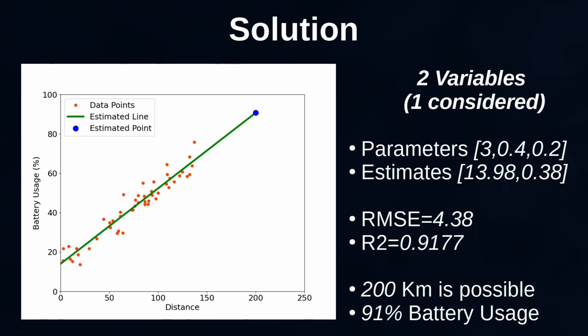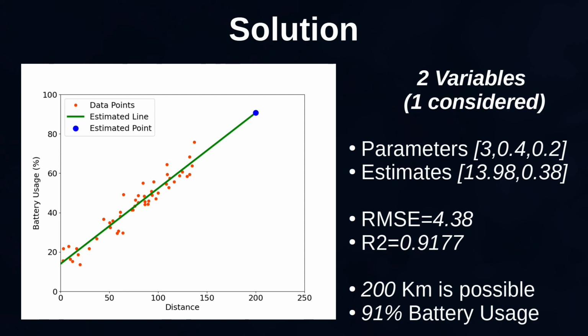Now, in order to compensate for the missing variable, the intercept becomes almost 14, while the distance variable stays overall the same. The root mean square error now increases to 4.38 and r squared decreases to 0.92. This is expected given that there is a variable that we are not considering and we are using a function with lower dimensions to explain the data.